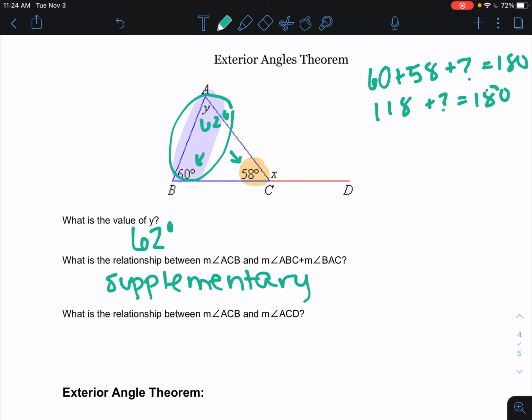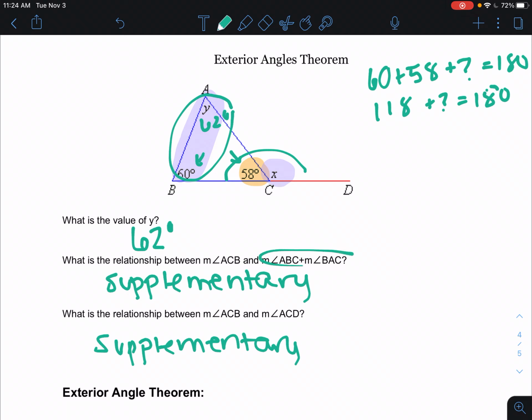What's the relationship between the measure of angle ACB, which is the one in orange, and the measure of angle ACD? Well, those are a linear pair, right? So those are also supplementary. So what do you remember about if we have two things supplementary to the same angle? That must mean that these two things are equal. Remember that from an earlier chapter?